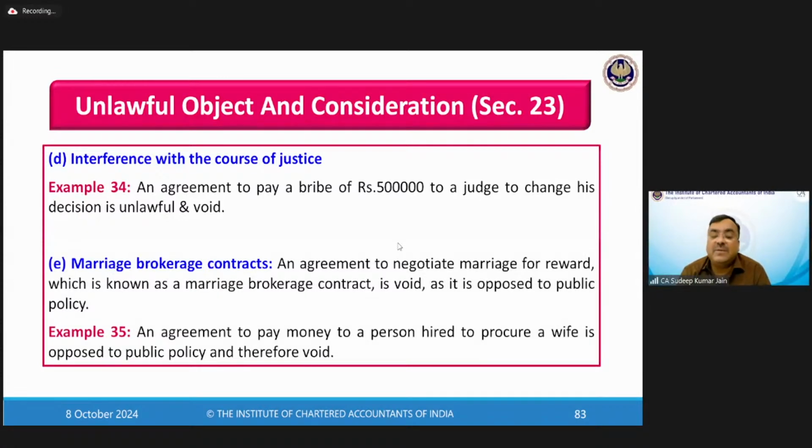Marriage brokerage, commission, dalali, these contracts are void. One person is asking, sir, what about the marriage bureaus? Marriage bureaus are just charging consultancy fees. They are not charging brokerage on the expenses of the marriage. If they charge brokerage on the expenses of the marriage, the contract is void. An agreement to negotiate marriage for reward, which is known as a marriage brokerage contract, is void as it is opposed to public policy. An agreement to pay money to a person hired to procure a wife is opposed to public policy and therefore it is void.